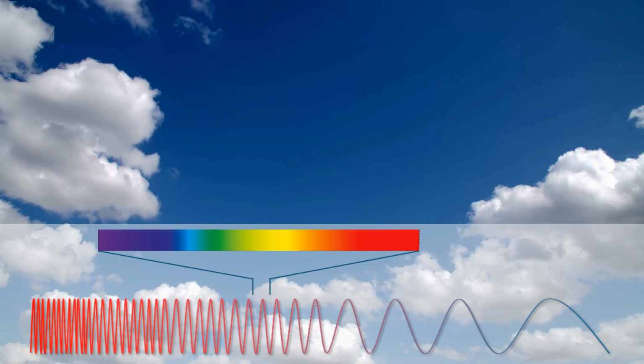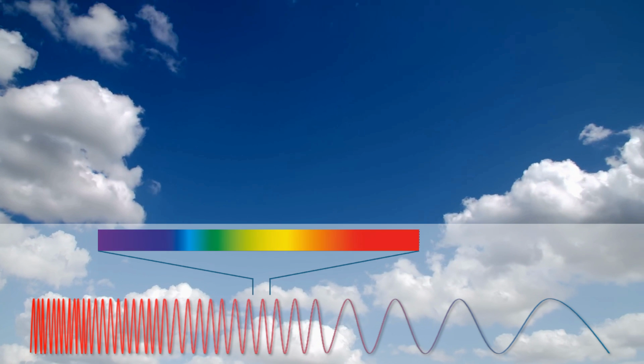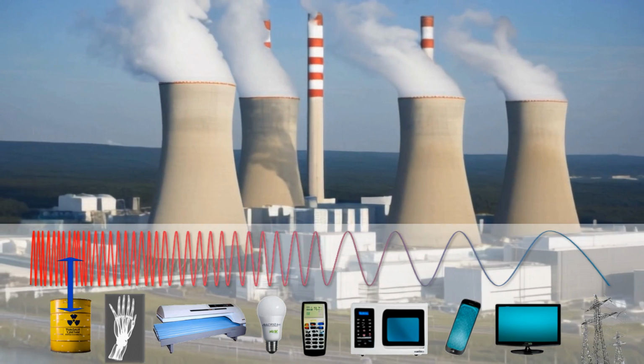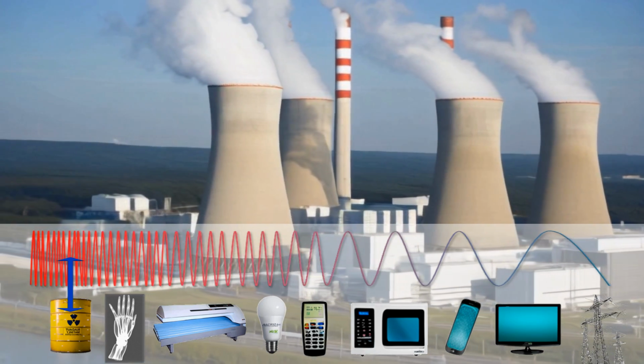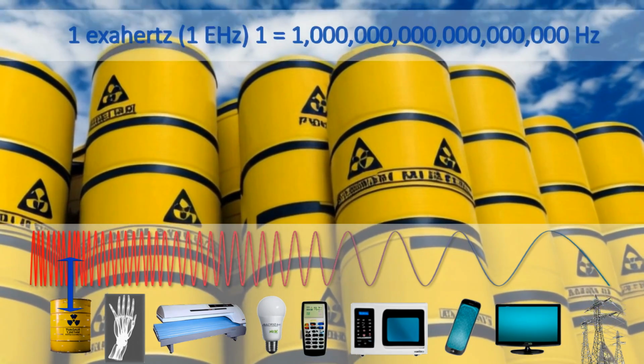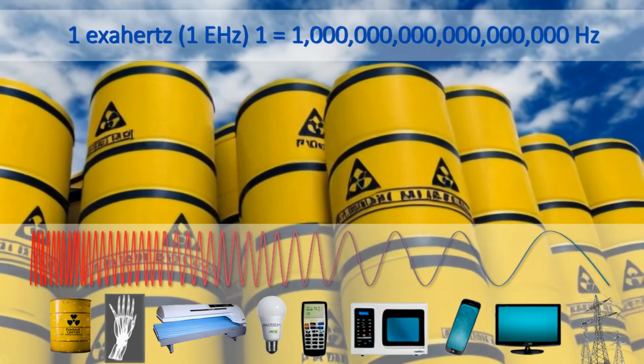Let's now explore some common applications of the EMF spectrum. The frequencies we use vary widely, from very low to extremely high wavelengths. Radioactive radiation falls in the gamma range, with frequencies above 10 exahertz. This radiation carries very intense energy. 1 exahertz is a 1 with 18 zeros.